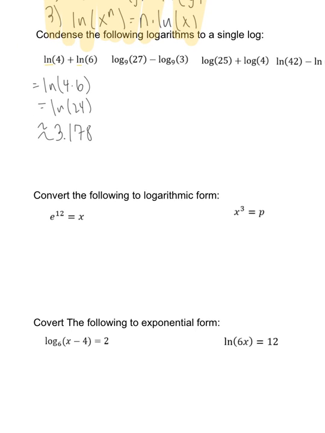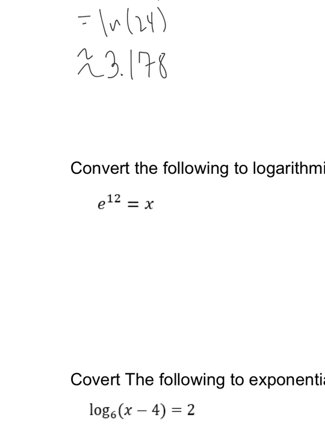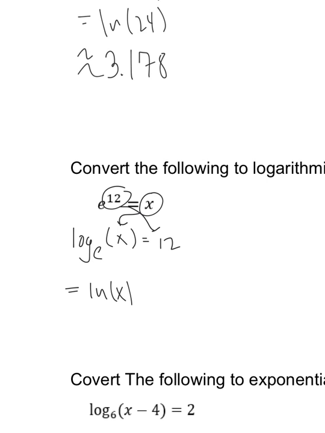Down below, another quick review is just converting between forms. The first one is in exponential form: e to the 12th equals x. My base is going to stay the same, so in logarithmic form it's going to be log base e. What changes is that my input of 12 becomes my output, and x becomes my input. So I have the log base e of x, which is the natural log of x, equals 12, and that's how I would convert it.